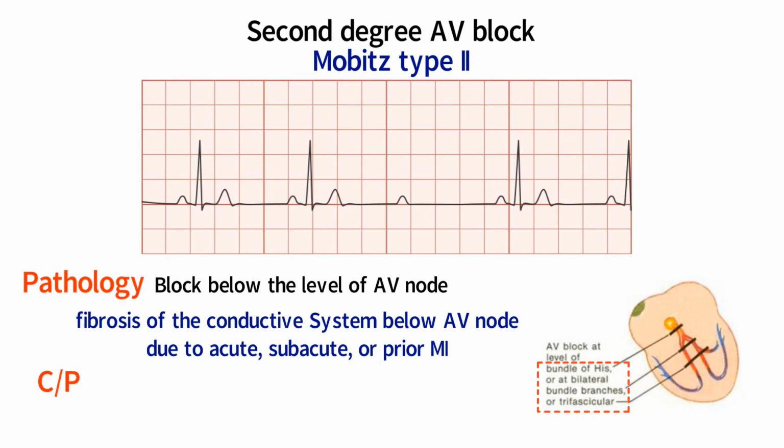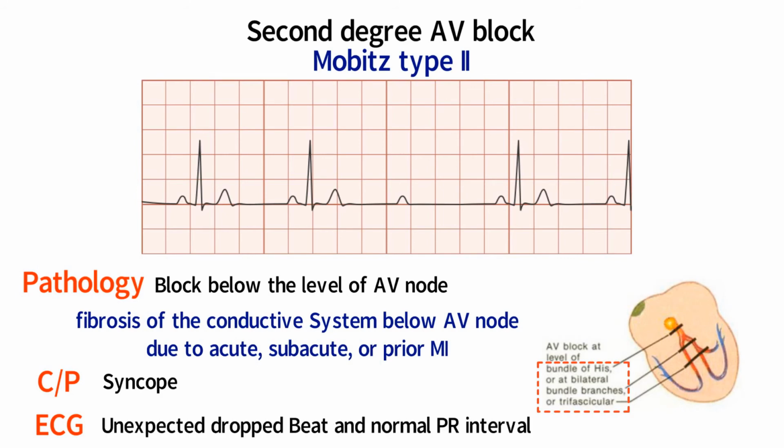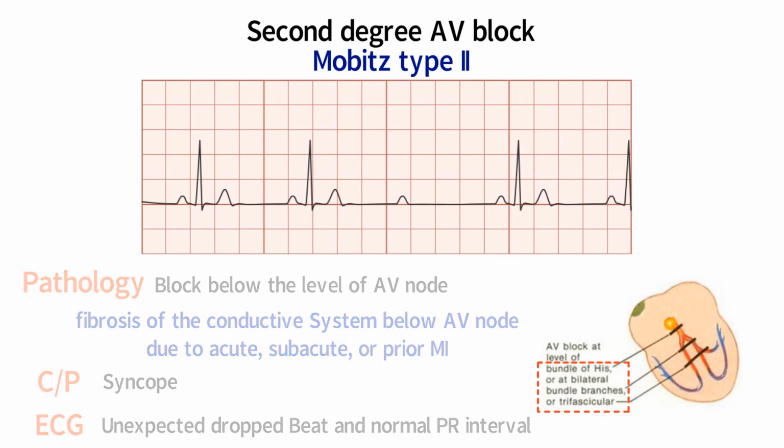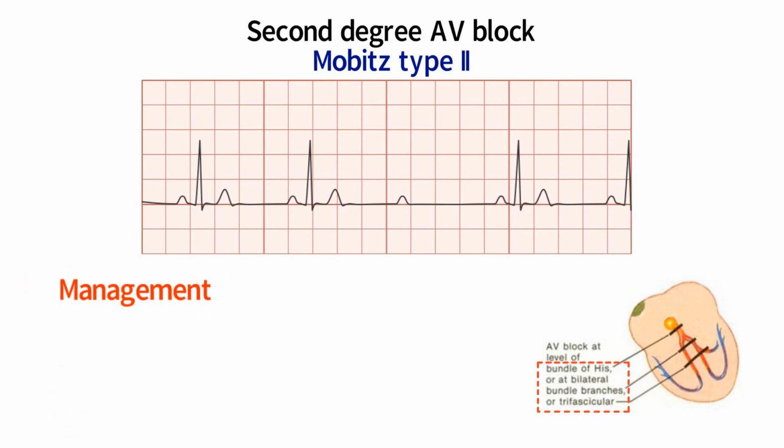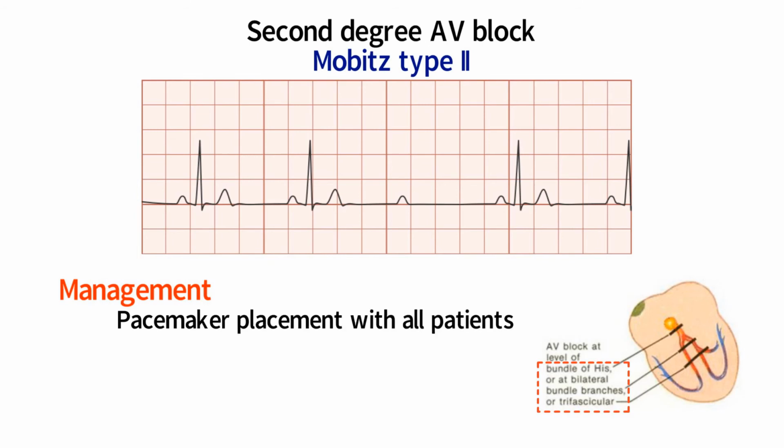The clinical picture: the patient will come mainly with syncope, and on the ECG, as we said, you can find an unexpected dropped beat and normal PR intervals. The management of this patient: the patient should have a pacemaker, whether symptomatic or asymptomatic.